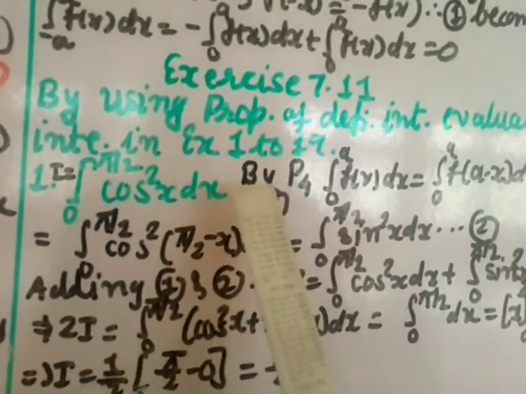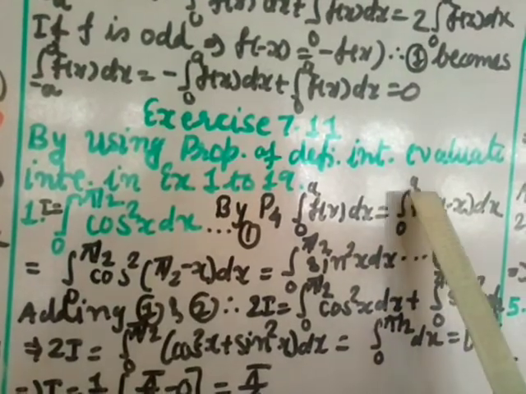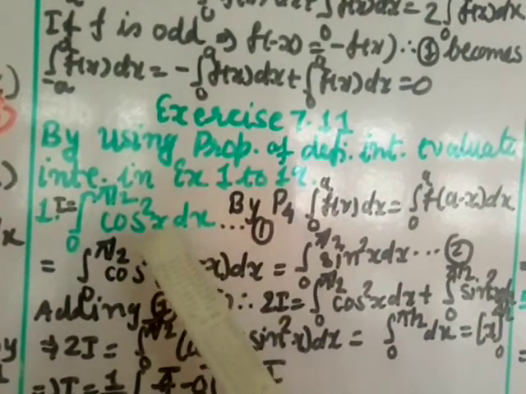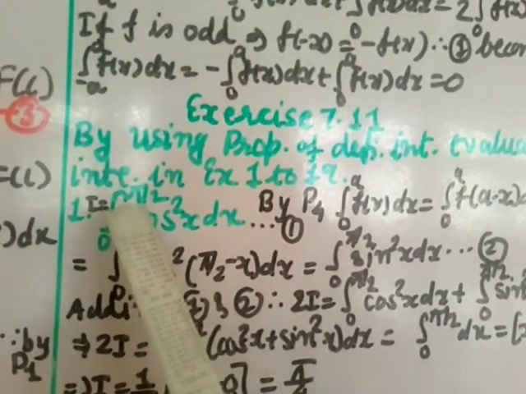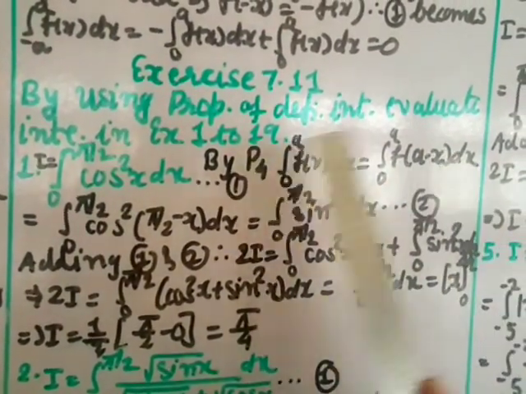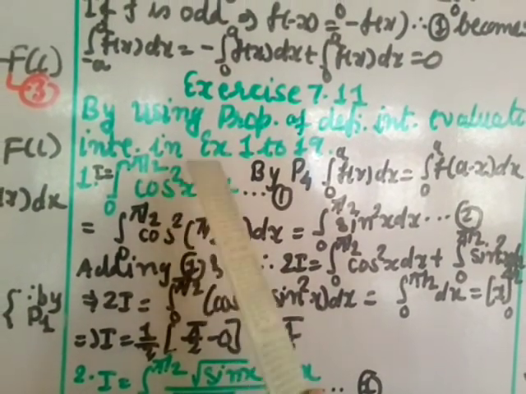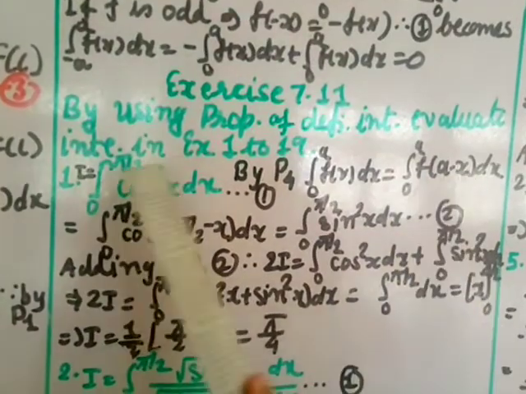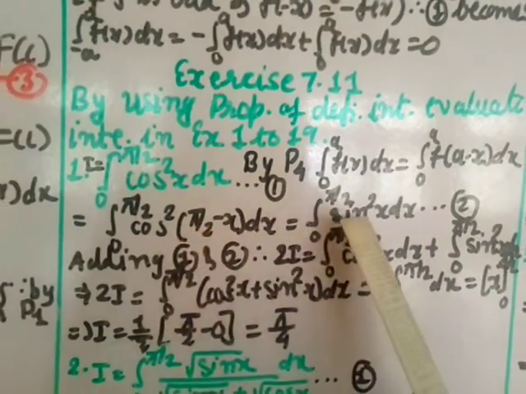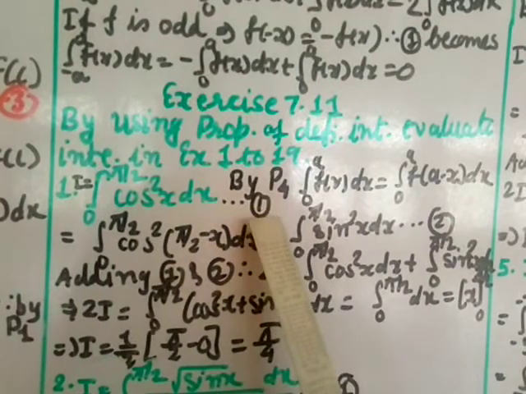Call it number 1. We'll use property 4, which says that integral 0 to a f(x) dx is equal to integral 0 to a f of a minus x dx. Here a means the upper limit, which is pi by 2, so instead of x you put pi by 2 minus x. So integral 0 to pi by 2 cos square of pi by 2 minus x dx. Cos of pi by 2 minus x gives you sine, so sine square x dx. Call this number 2, and the one given in the question, call it number 1.